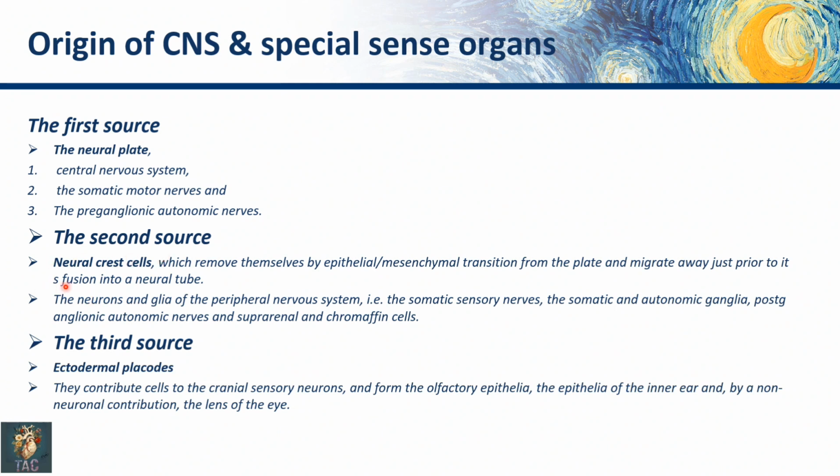The second source is neural crest cells, which remove themselves by epithelial to mesenchymal transition from the plate and migrate away just prior to its fusion into the neural tube. So the neurons and the ganglia of the peripheral nervous system, that is somatic sensory, somatic and autonomic ganglia, post-ganglionic autonomic nerves and suprarenal and chromaffin cells, all of these are derived from the neural crest cells.